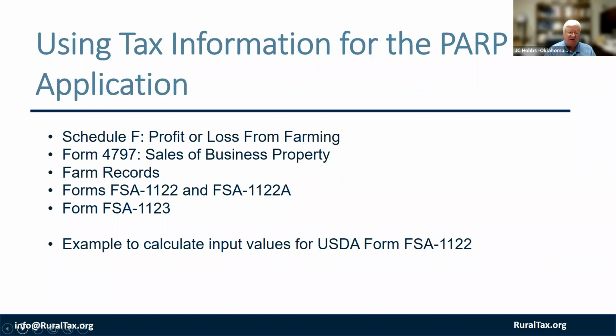4835, I believe that's a cash rental form. That is the farm rental income and expenses. That's correct. So that's going to flow in. So if you've got, that would be a participating rental operation. That's going to be treated very similar to the Schedule F.